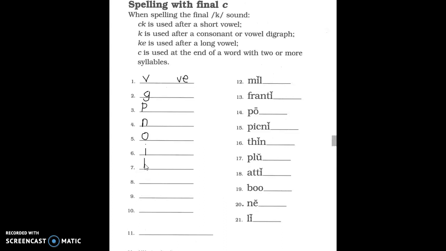Make sure your B's belly is facing your right-hand side. So away from the numbers, your right-hand side. Number 8. Z. We know Z makes that sound, and sometimes S.